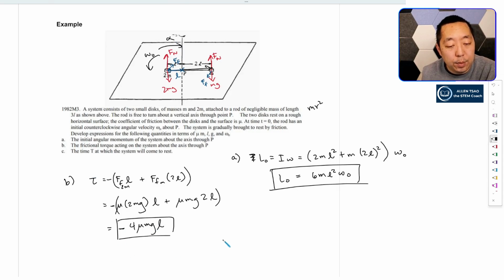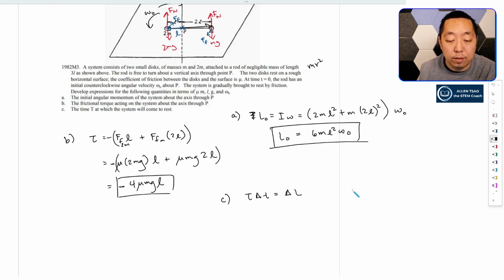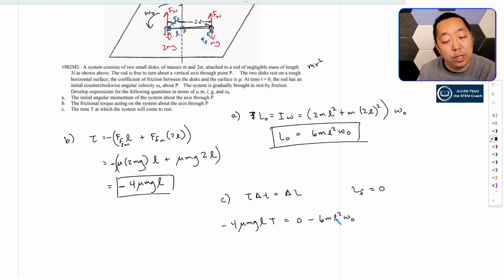Now, what about the time it comes to rest? So let's think about it as the angular impulse over time causes a change in the angular momentum. If we want to come to rest, the final angular momentum is going to be 0. Then your torque, minus 4 mu mgL, times how much time it takes, t, is going to be 0. You're going to end with no angular momentum. You're going to start with 6mL squared omega naught. This is final angular momentum minus the initial angular momentum.